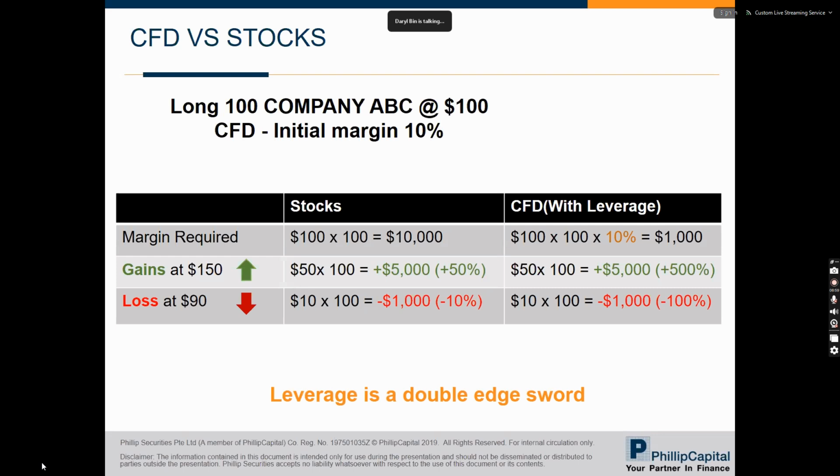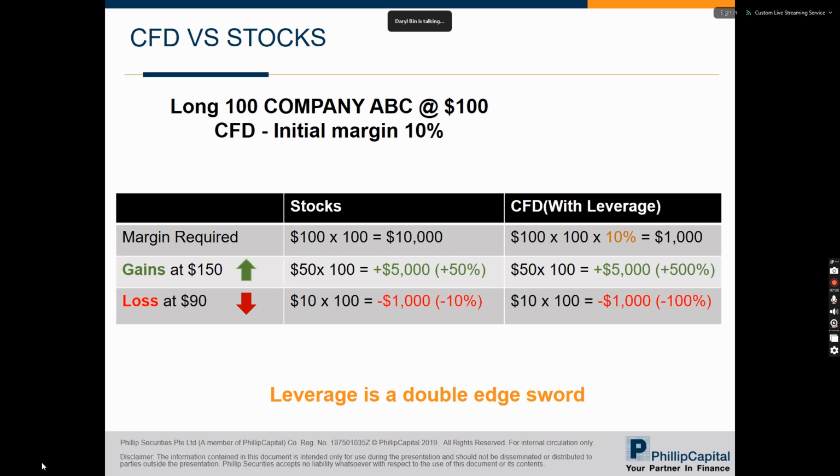So let us compare in terms of money. What's the difference between a stock and a CFD with leverage? Let's just say that we want to long 100 shares of company ABC at $100. For this counter, the initial margin required is 10%. So for stocks, in order for us to hold 100 shares at $100, we will need $10,000. However, using leverage with CFD, we only need $1,000. So using $1,000, we'll be able to gain exposure to a contract with a value of $10,000.